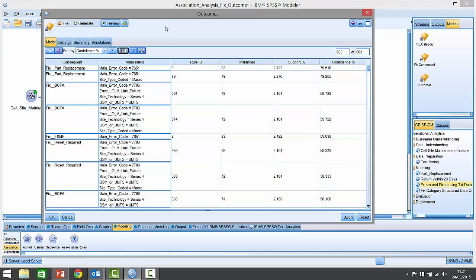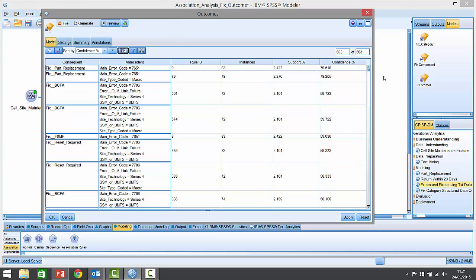Here's one that includes this BCFA card, which, as we recall, only occurs in about 5% of occasions. It's saying that when you get a 7706 error code and the error message mentions O&M link failure, operations and management and link failure, the site technology is series 4, and the protocol it's using is UMTS. That's rule number 501. There are 72 instances of that, which is 2% of the data. But when that happens, 59% of the time you're going to require a BCFA card probably to be replaced there. And so on and so on.